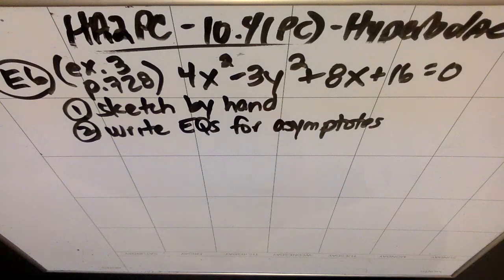This is Honors Algebra 2 Pre-Calculus. We're doing 10.4 in Pre-Calculus, which is Hyperbolas, and this is example 6, which is actually the textbook's example 3 on page 728, but I am using it.